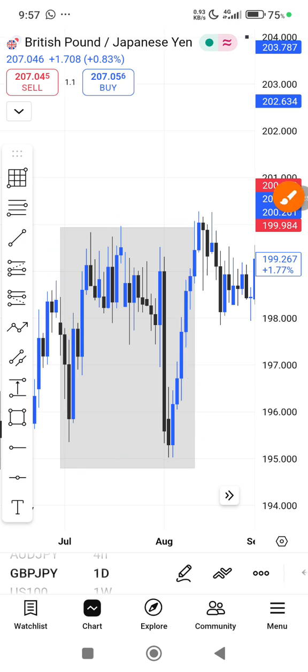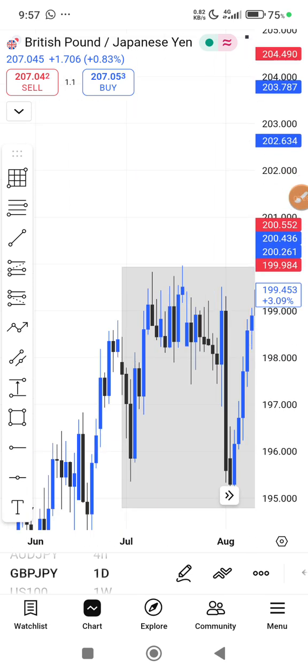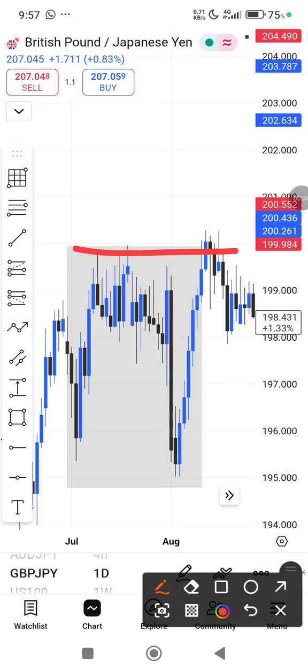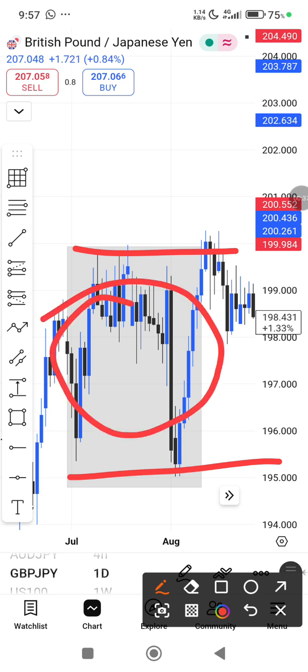I want to see price moving from structure to structure. So we have external structure and internal structure as well. There's an external structure here, another external structure here, and there are some internal structures here. Now, I'm interested in the internal structure and the external structure as well. You get what I'm saying?